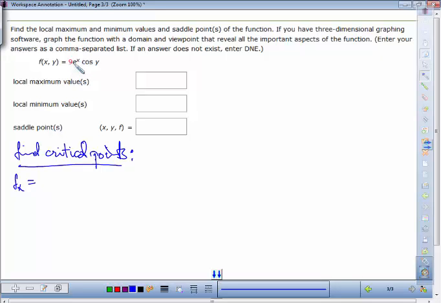So with respect to x, the cosine y is constant, and I just have e to the x. So this is 9 e to the x cosine y. Nothing really happened there. With respect to y, the cosine is the variable. The e to the x is constant, so I have a 9 e to the x. The derivative of cosine is negative sine.